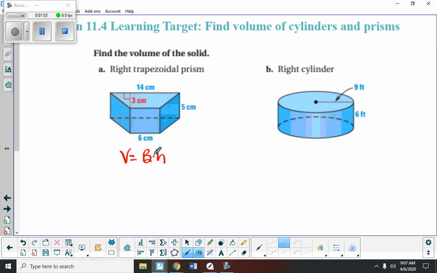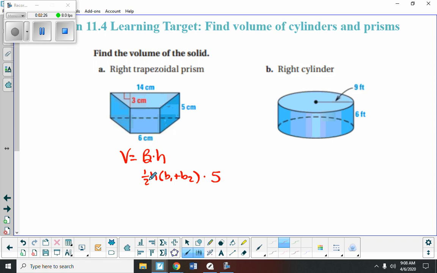Now let's look at this. We have 1, 2, 3, 4. It looks like a trapezoid. Yep, it's a right trapezoidal prism. So we're going to find the area of the trapezoid. Now if you recall, the area of the trapezoid formula is 1/2 times the height of the trapezoid times the sum of the bases. So that's the area of the trapezoid, and then take that times your perpendicular height, which would be 5.